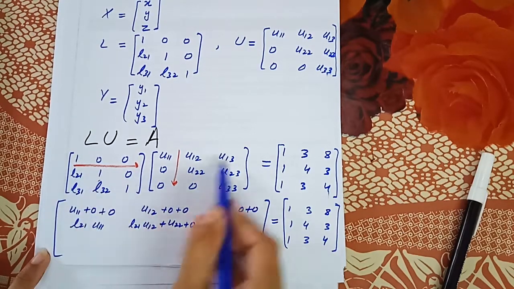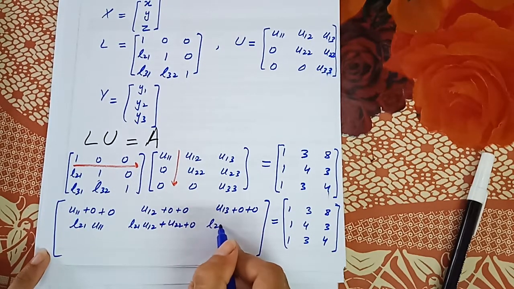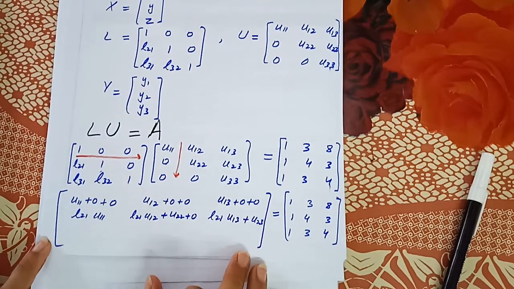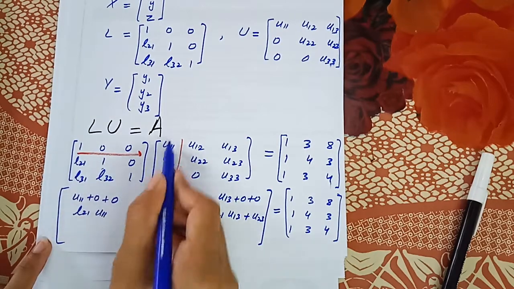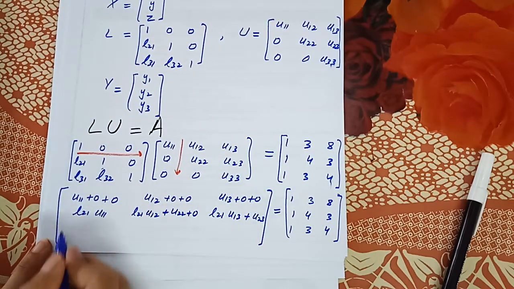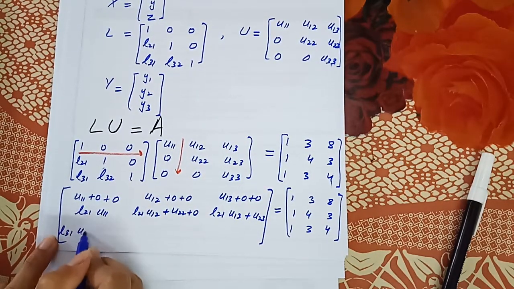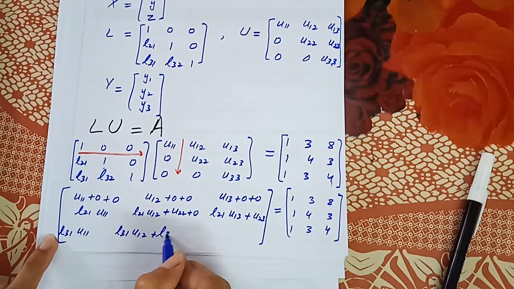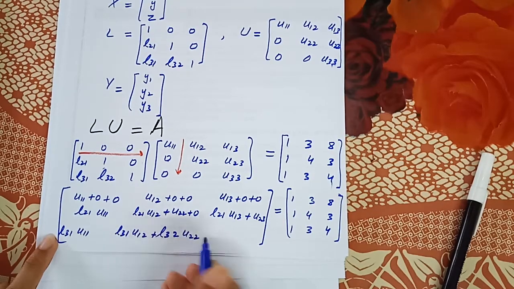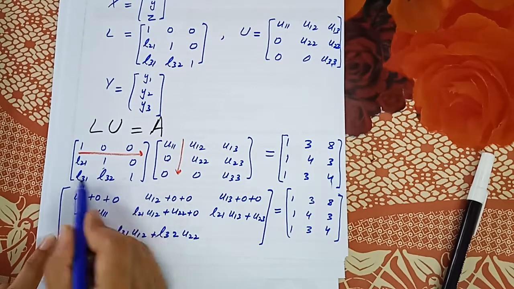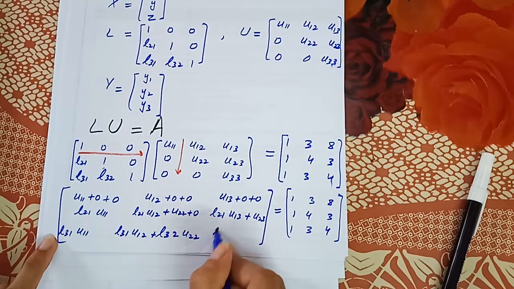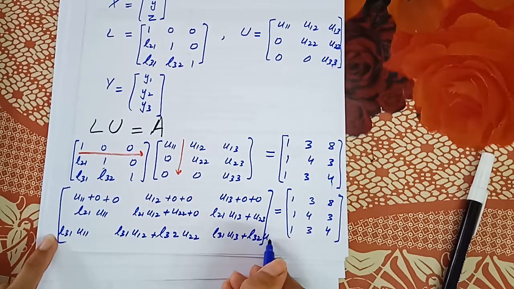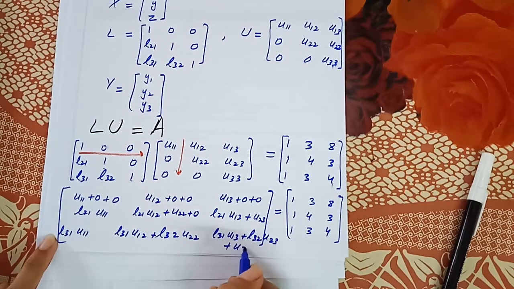Now multiply this one with the third column. So L21 U13 plus U23. Now similarly we will multiply the last row with all these columns separately. So we'll get here L31 U11, L31 U12 plus L32 U22, and the last row with the last column will give you L31 U13 plus L32 U23 plus U33.